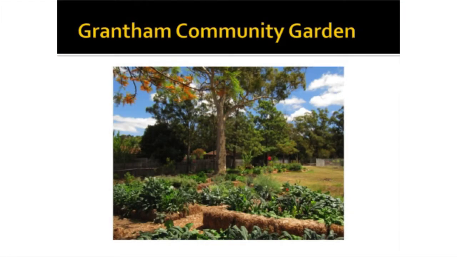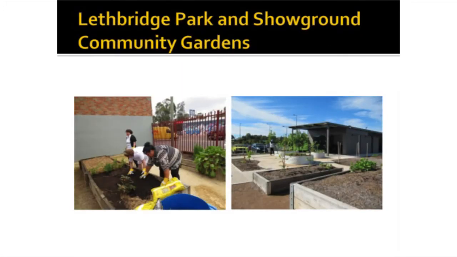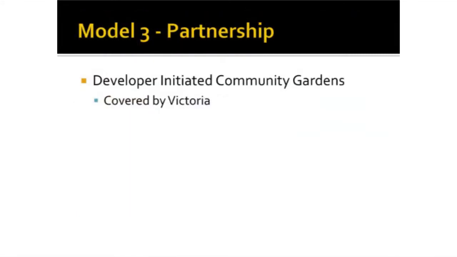Some examples of this kind of garden are the Grantham Community Garden located at the Grantham Sustainability Demonstration Site in Seven Hills. We also have the Lethbridge Park Community Garden located adjacent to the Lethbridge Park Community Hall and the Showgrounds Garden in Blacktown. Lastly, we have the partnership model, which is a garden that has been initiated as part of a large development proposal, which Victoria, my colleague, will discuss shortly.